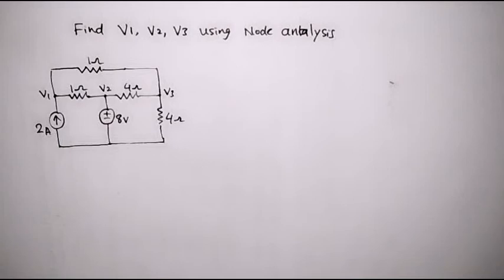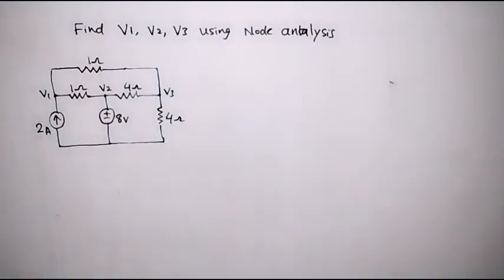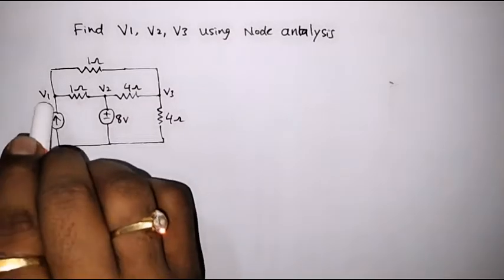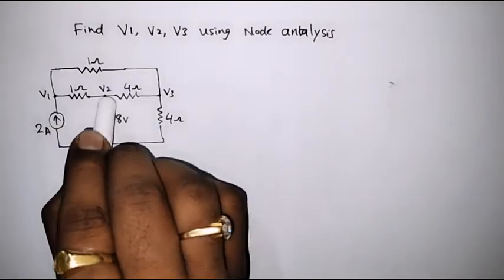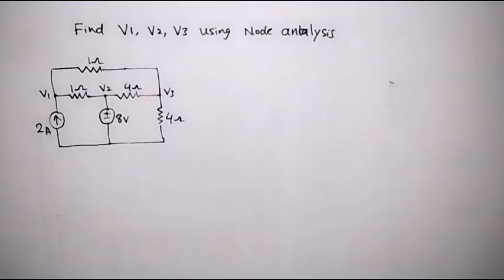Let's take one example on node analysis. Find V1, V2, V3 using node analysis. This is the given circuit. Here we are supposed to calculate the voltage at node V1 and the voltage at node V3 using node analysis.